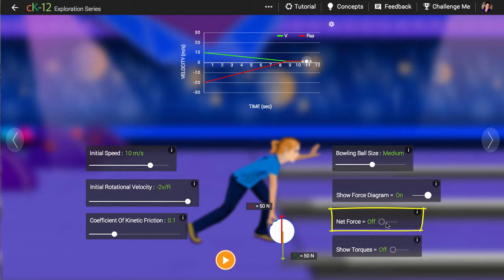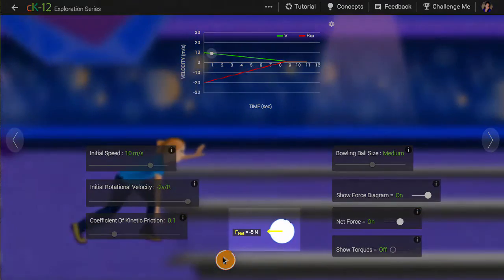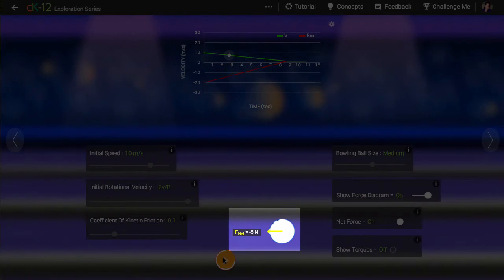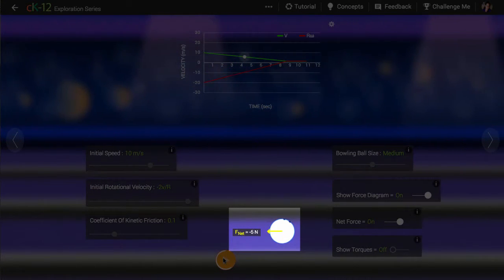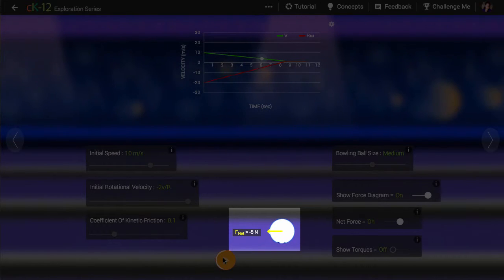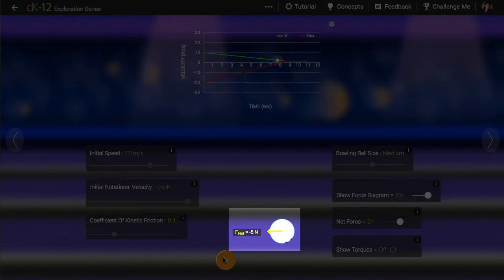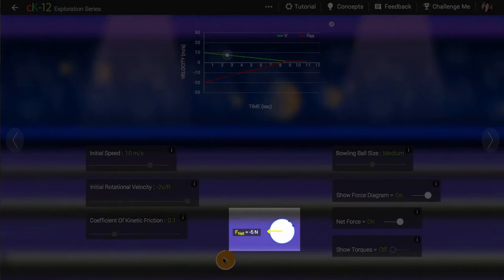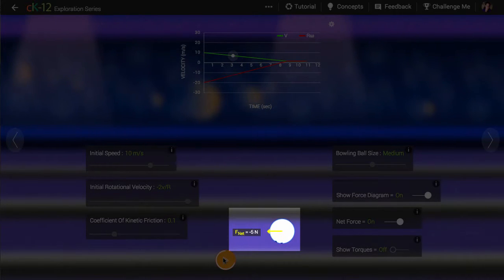If we turn on the net force rather than the free body diagram, we can see that only the frictional force is responsible for the net force. This is because the upward normal or contact force is exactly balanced by the downward gravitational force. The leftward frictional force is the only thing slowing down the ball.